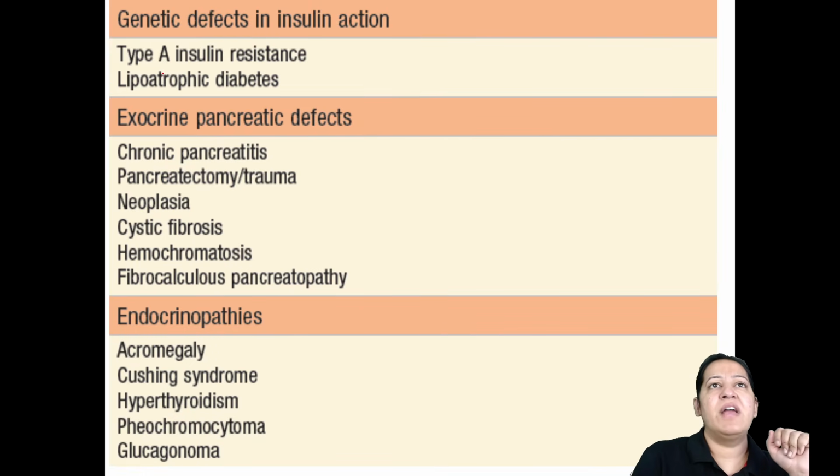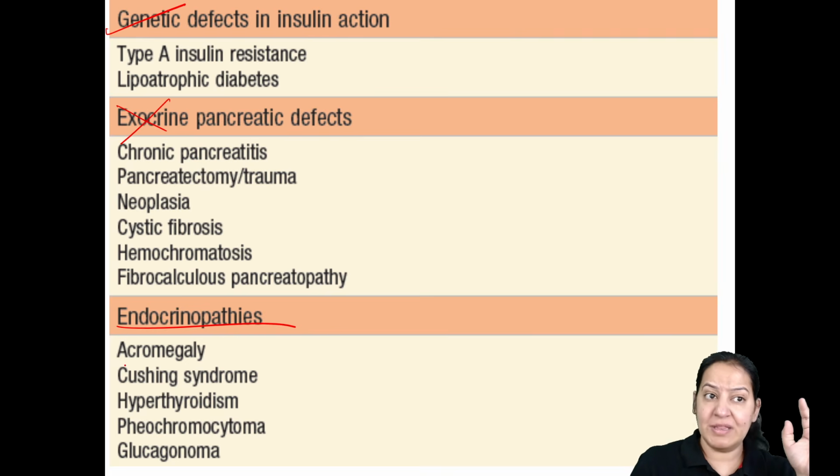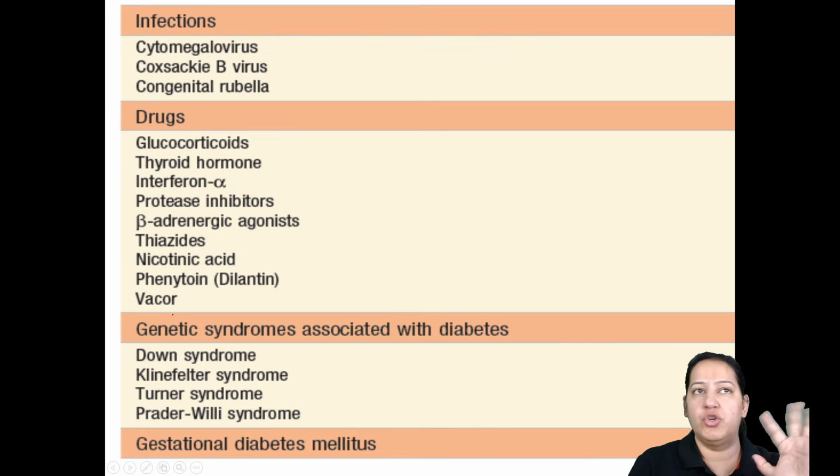After that, we have genetic defect in the insulin. I'm not going to teach you this. Exocrine part of the pancreas defect, I'm not going to teach you this. Endocrinopathy, acromegaly, Cushing syndrome, I will not teach you this in detail.